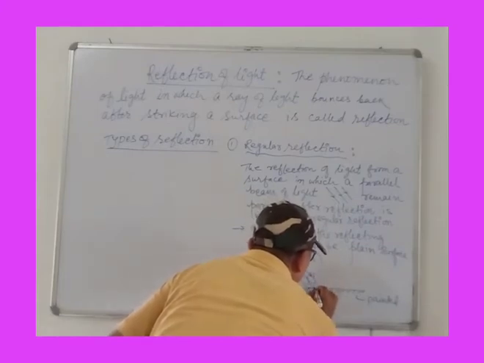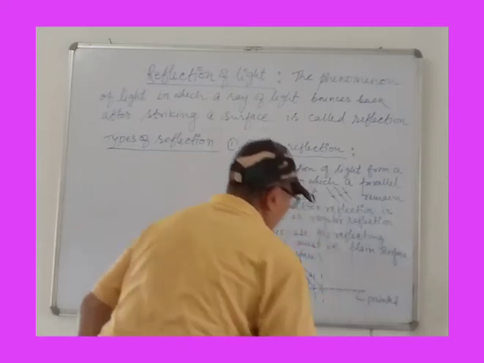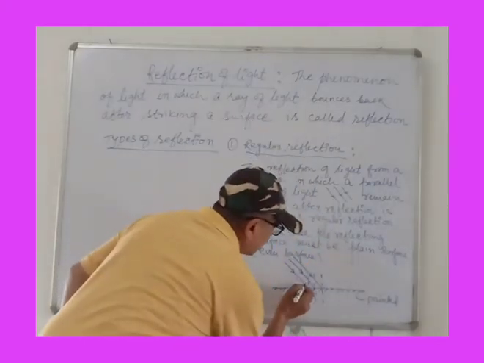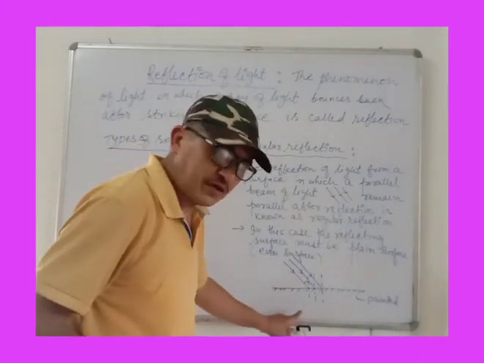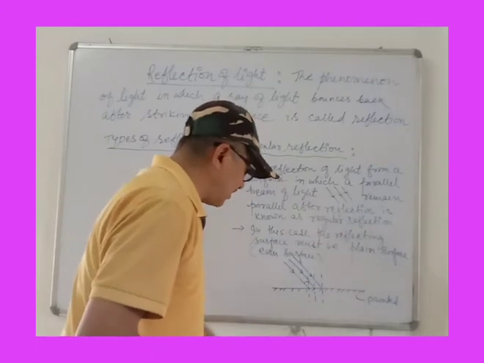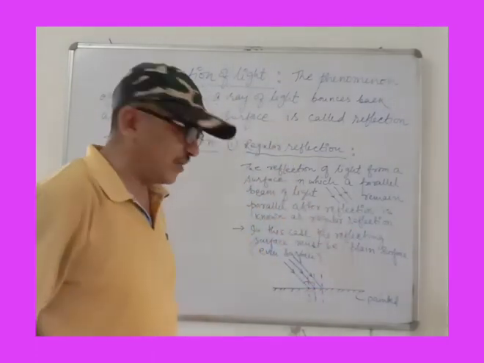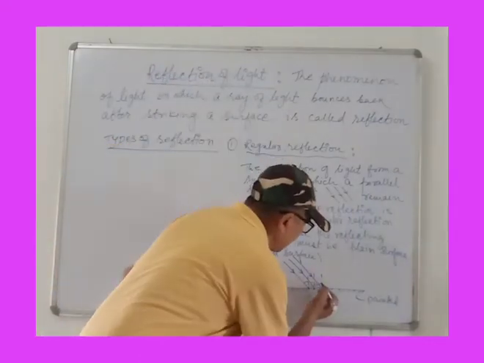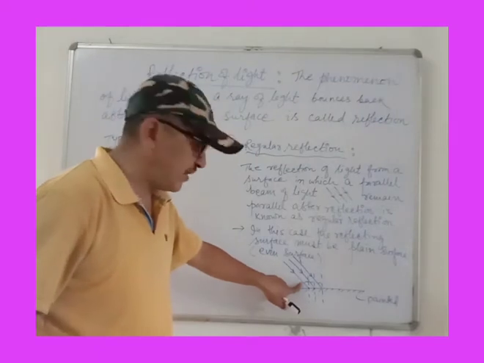Normal, here also normal, and here also normal. Now this is the angle formed by the first ray with the normal. With the same angle it will return. This also will return the same angle. This is called angle of incidence, and this is called angle of reflection. The angle of incidence will be equal to angle of reflection.